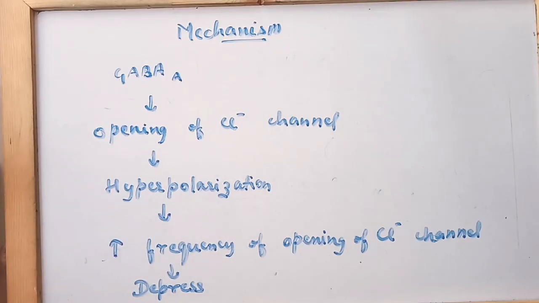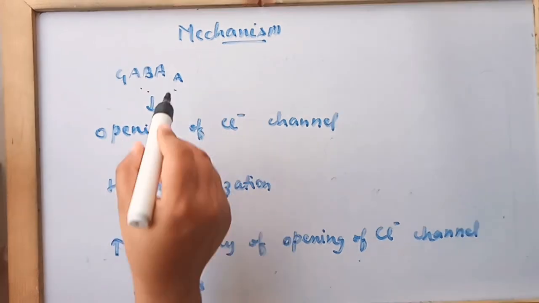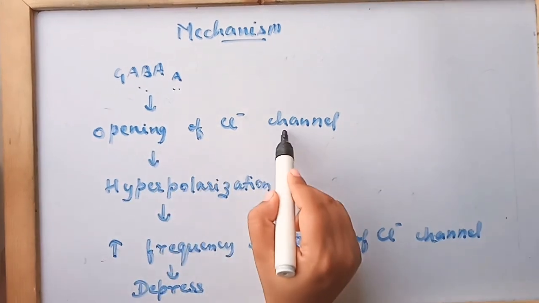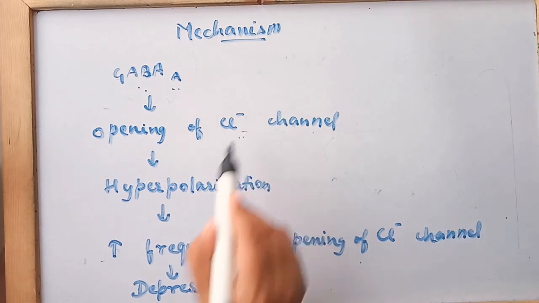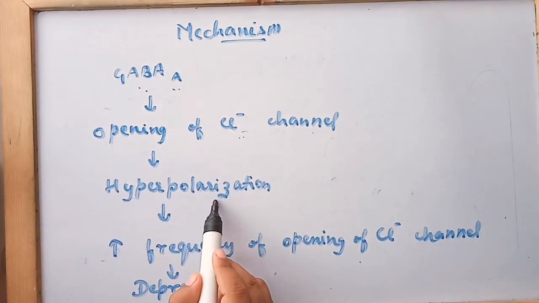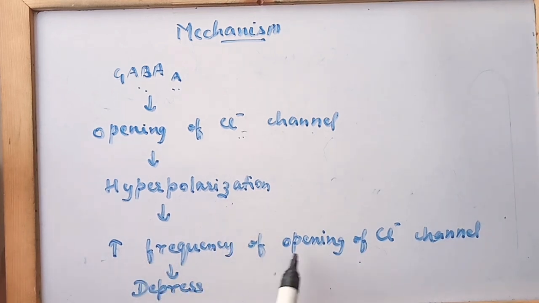So let's see the mechanism of action of benzodiazepines. Benzodiazepines bind to the GABA-A receptor, and they cause the opening of the chloride channel. This chloride channel increases the negative charge inside the cell. So this causes membrane stabilization and hyperpolarization, an increase of the negative charge inside the cell. This increases the frequency of the opening of the chloride channel. So more and more chloride channels will be opened for a longer period of time, and the chloride ions inside the cell increase. And this is called depression of the CNS. So this is the mechanism of action of benzodiazepines.